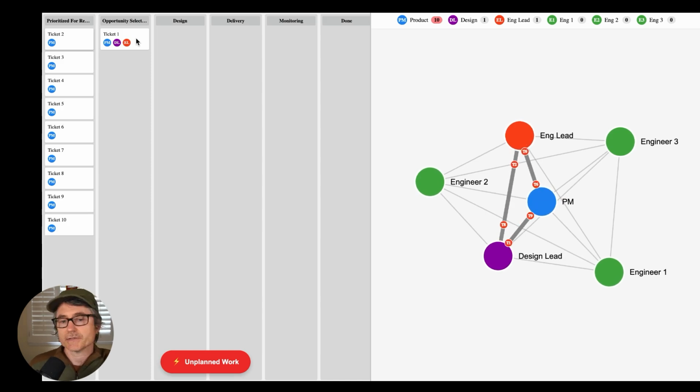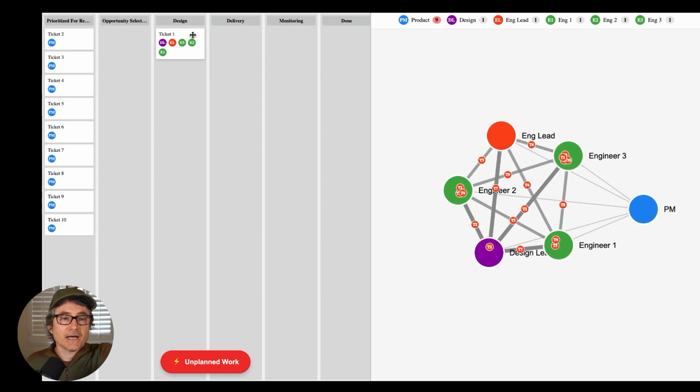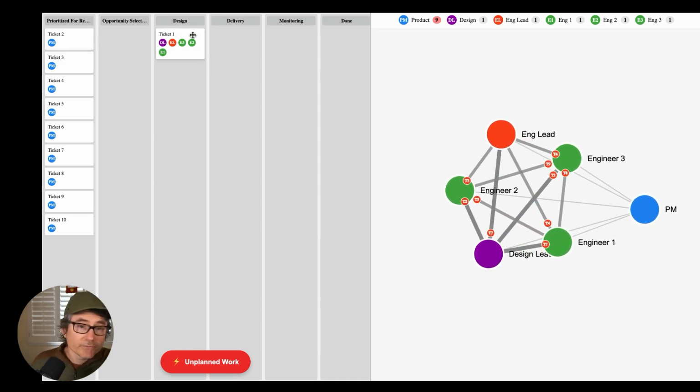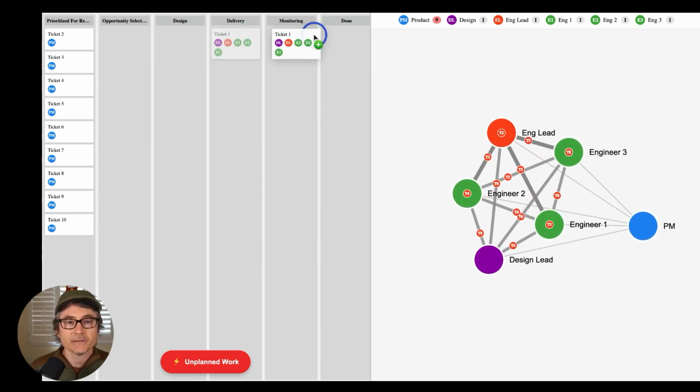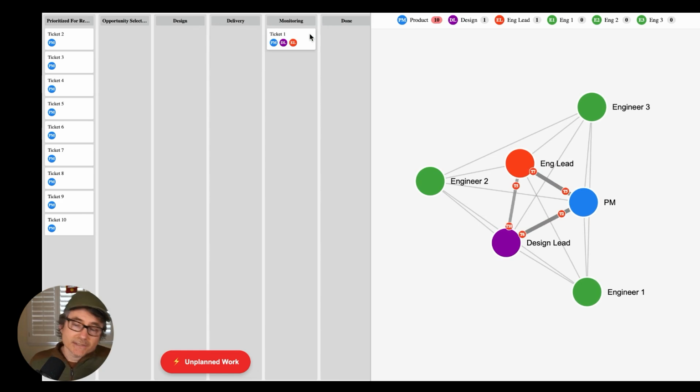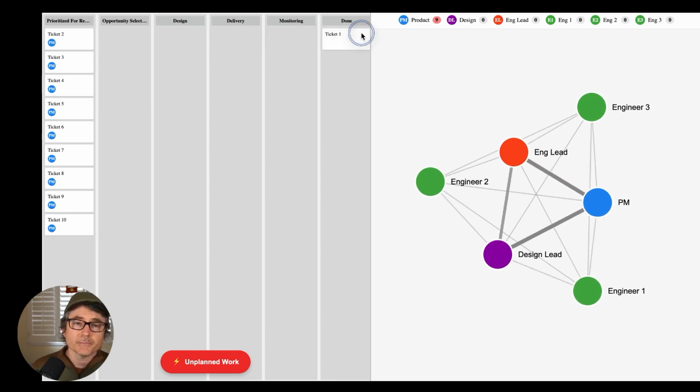We're moving a ticket across the board. Here, the PM, the engineering lead, and the design lead are all involved. When you move it to design, it turns out this ticket has everyone on the team involved for some reason. You move it to delivery, and that stays the same. Then you move it to monitoring, and the engineering lead, the design lead, and the PM are looking at it. And then maybe you move it to done.